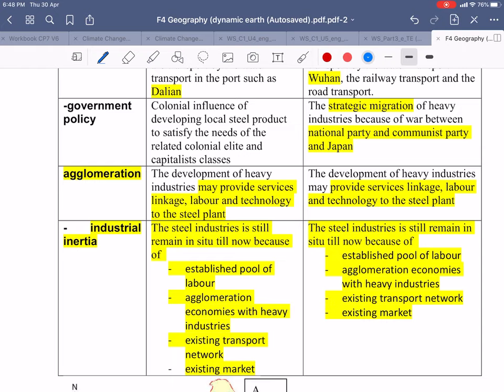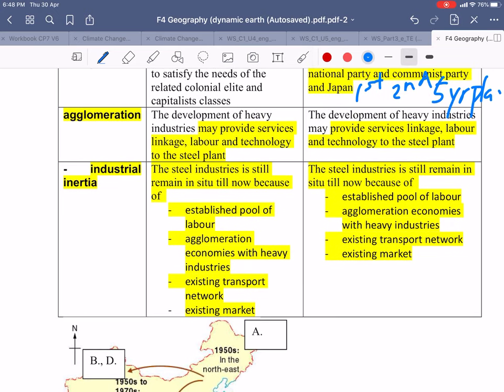Government policy, low government policy at the very beginning, okay? And for here, this one is talking about the first and second 5-year plan. It's moving from the Liaoning to the inner city area by the first and second 5-year plan because of the strategic reason and also because they want to develop the inland economy, okay? Agglomeration, also there are some agglomeration because originally there's a lot of army factory in the northeast China, okay? But also in the Wuhan, there are also some heavy industry developed along with the iron and steel plant. So we can find some agglomeration, but definitely for the northeast China is larger than the Wuhan itself.